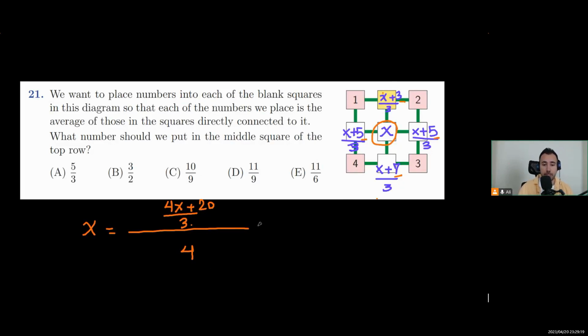So I'm going to write this. x would be the same as 4x plus 20 over 12. So 8x would be 20. So x would be 5 divided by 2. Am I right here? So 12x minus 4x, or 8x, is 20. Dividing both by 4, 2x would be 5. So the value of x would be 5 over 2.